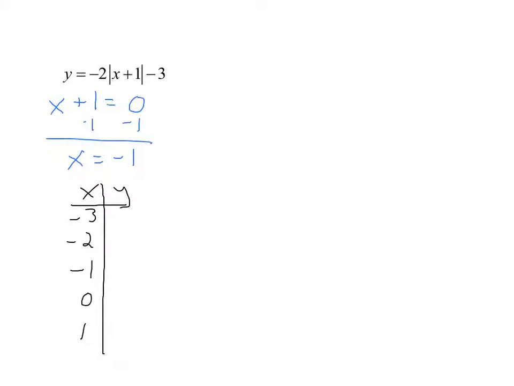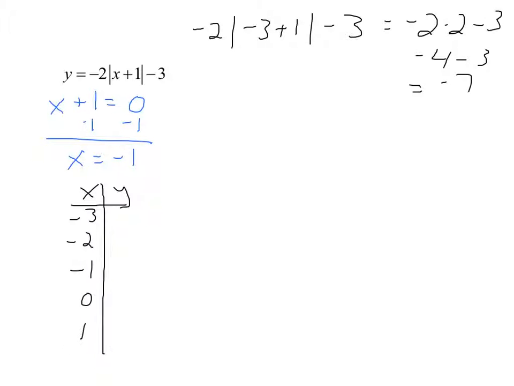So I'm going to do all the arithmetic out over here on the right side of the slide. So I'm going to have negative 2 times the absolute value of negative 3 plus 1, minus 3. Let's start with what's inside the absolute value. Negative 3 plus 1 is negative 2, and the absolute value of negative 2 is 2. So this equals negative 2 times 2 minus 3. Negative 2 times 2 is negative 4 minus 3. So that's negative 7.